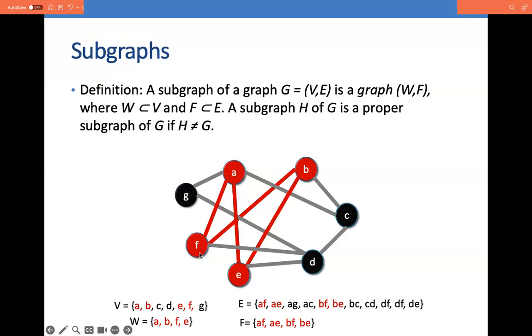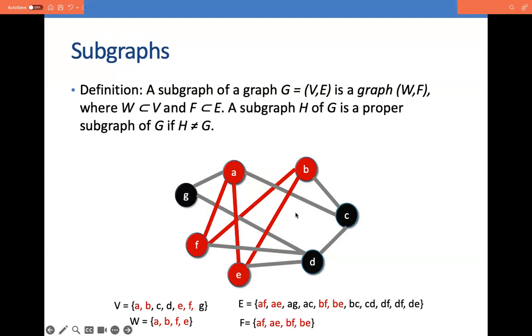Now, we said that a subgraph contains a set of vertices W and a set of edges F. So if we have this subgraph highlighted in red, this subgraph contains these vertices W: A, B, F, and then E. And it also contains these edges: A to F, A to E, B to F, B to E. I did not rewrite FA, EA, FB and EB anymore because this is an undirected graph anyway, and the order does not matter.